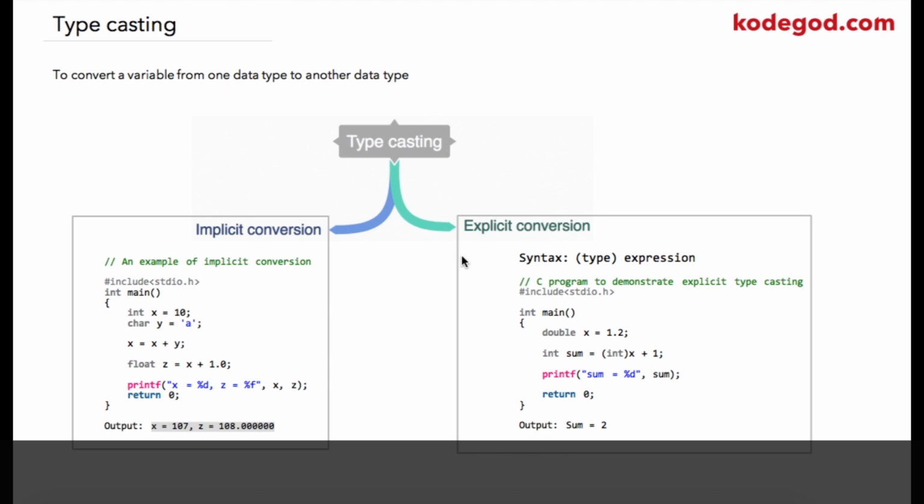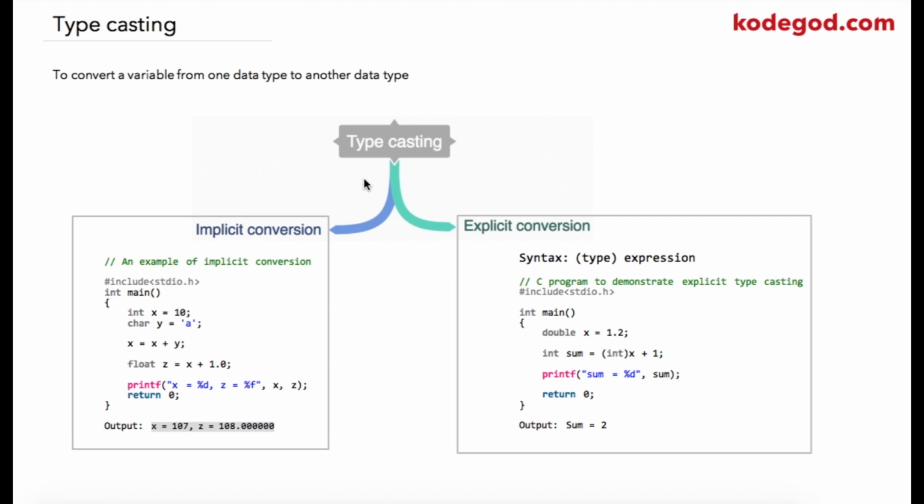In this lecture, we are going to learn about typecasting in C. It is used to convert a variable from one data type to another data type. There are two types of typecasting. One is implicit conversion, another one is explicit conversion. In implicit conversion, typecasting happens automatically. Let me explain this by using one example.